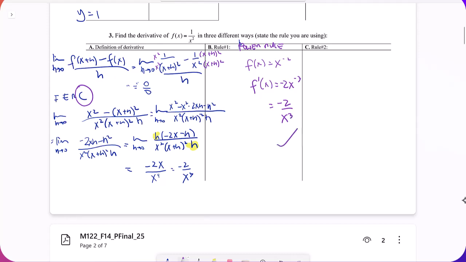The next rule, let's go ahead and make that the quotient rule. f is 1, g is x squared, f prime is 0, g prime is 2x. f prime g minus g prime f over g squared is what we're looking for. That's going to be 0 minus 2x over x to the 4th, which is negative 2 over x cubed. So it all matches.